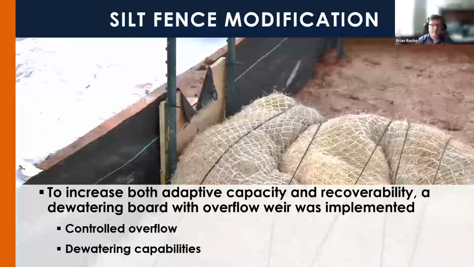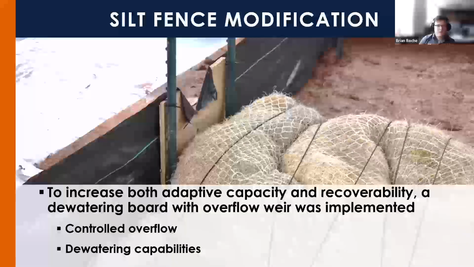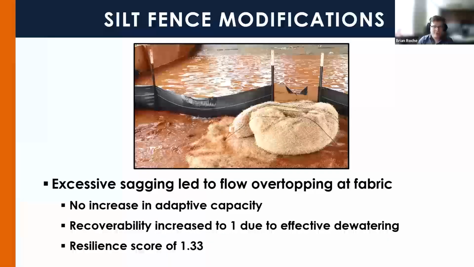Another modification that we tested aimed to increase both the adaptive capacity and recoverability, which was a dewatering board with an overflow weir that allows for controlled overflow under disruptive conditions, as well as allowing the practice to effectively dewater. However, when subjected to a disruptive event, we saw excessive sagging in the fabric that led to flow overtopping at the fabric and not at the design overflow weir. So that showed no increase in adaptive capacity from the previous installation. But we did see that the effective dewatering board led to effective recoverability, increasing the recoverability score to 1 and the overall resilience score to 1.33.